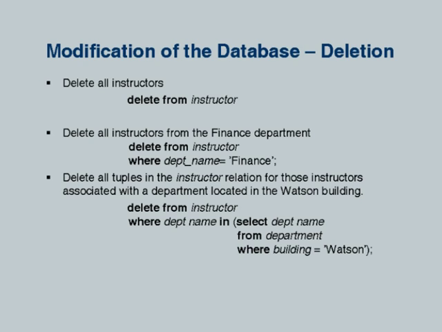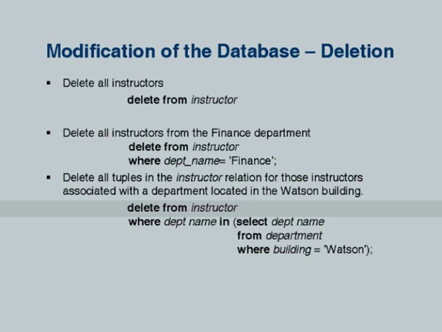Now here is our next query, which says delete all tuples in the instructor relation for those instructors who are in a department which is located in the Watson building. So not only do we want to delete one department, we want to delete however many departments are located in the Watson building. If you remember the schema, you will notice that department has a building name. So we are assuming that each department has a building. A department cannot have two buildings, that is not important here. Each department has one building, but more than one department can be in the same building, and we want to wipe out all those departments which happen to be in the Watson building.